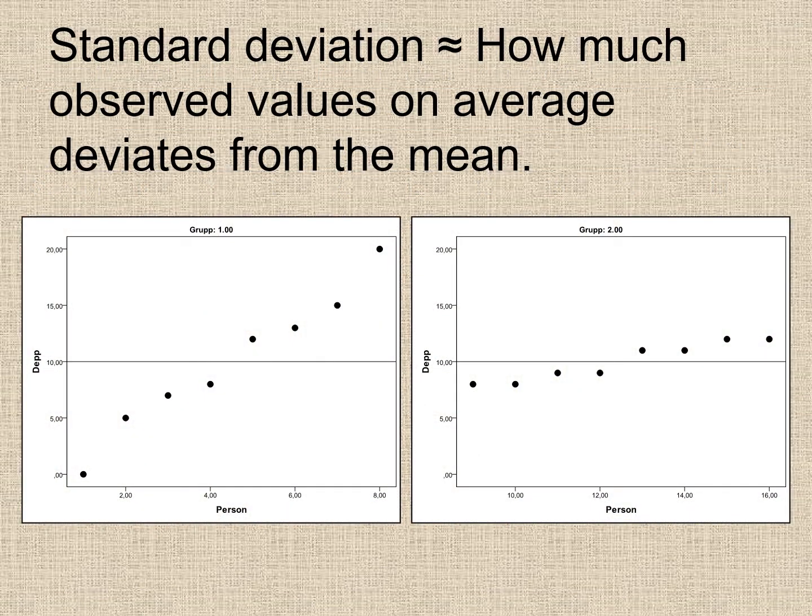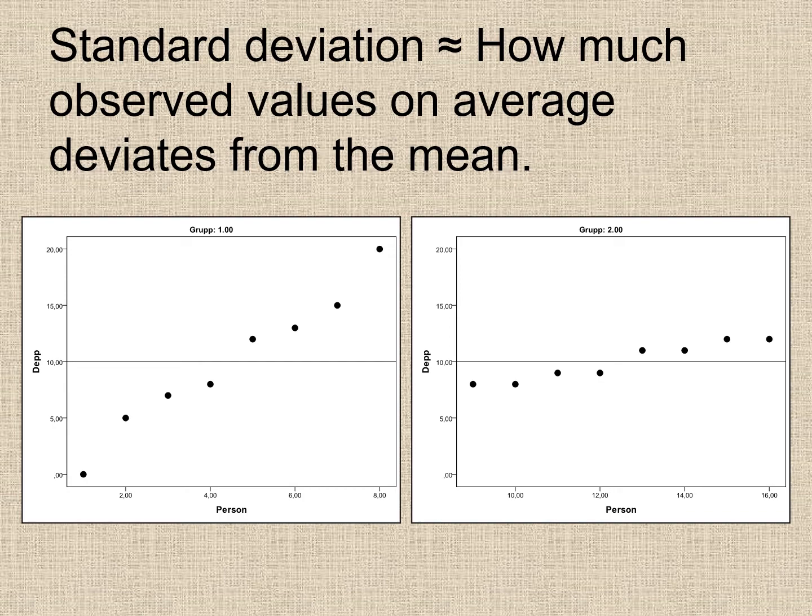Another much more popular measurement of dispersion is the standard deviation, and it equals, more or less, it's not exactly true, but more or less, the standard deviation gives us how much observed values on average deviate from the mean. So if we have the two groups, group 1 on the left and group 2 on the right, and in both of the groups we have a mean of 10. So if we would calculate, and each dot is an observed value.